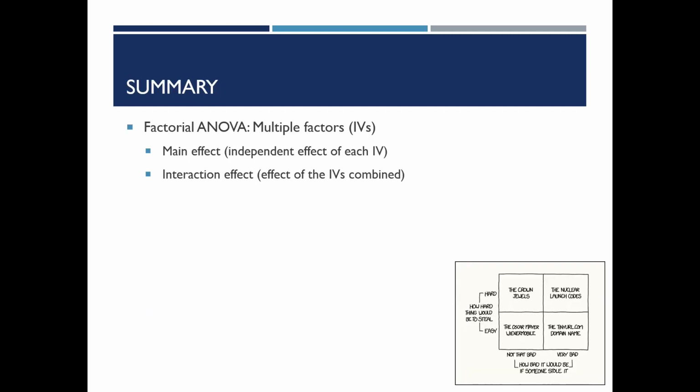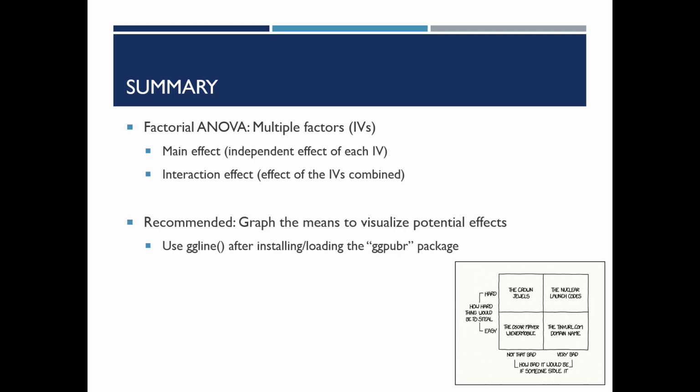And now for a quick review. Factorial ANOVA involves multiple factors or IVs. In this case, we have two. You are testing for the main effect of each independent variable as well as the interaction effect involving the combination of your independent variables. It is recommended practice, even though not necessary for your hypothesis testing, to graph the means to look at the potential effects, so you can see how the means are positioned against one another, and also the likelihood of finding effects. In general, most of us will find it easier to understand what's going on in a two-factor ANOVA when you graph the means first. I'd encourage you to consider doing that.